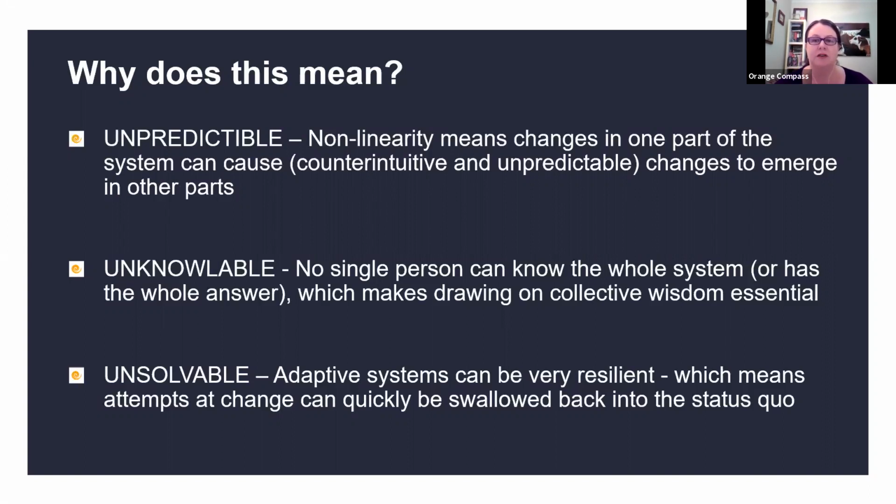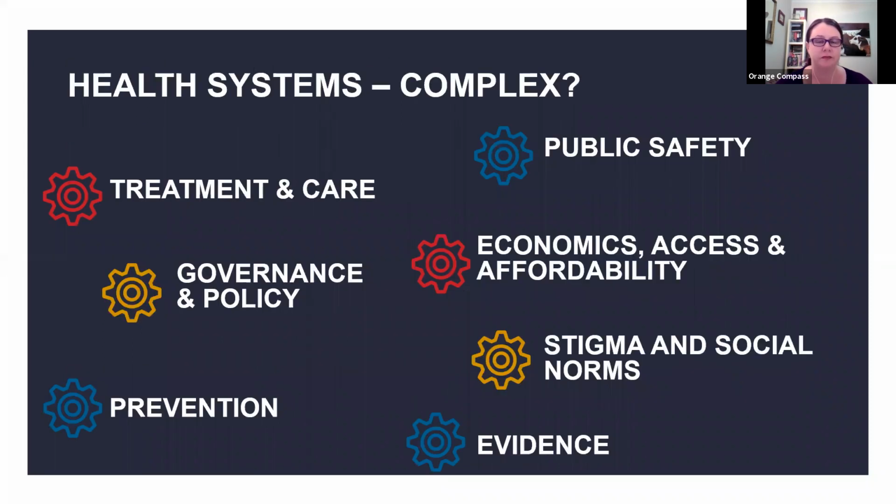Unknowable in the sense that no single person can know the whole system, and so we've actually got to draw on collective wisdom. And unsolvable in the sense that adaptive systems, given that they're resilient and they learn, any attempt at change can be quickly swallowed back up into the system, either into status quo or into a new state. So it's not like we can just put out a solution and walk away. It's a bit like you can't just get in a car and stop steering. You've actually got to keep adapting over time.